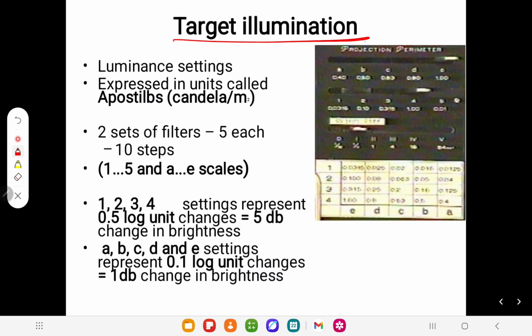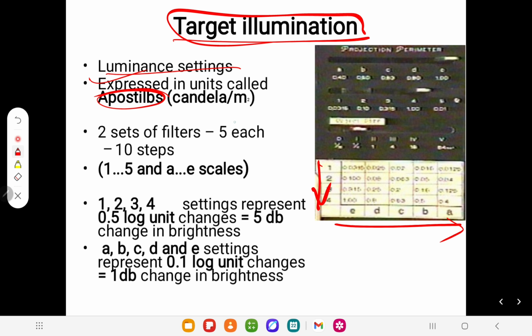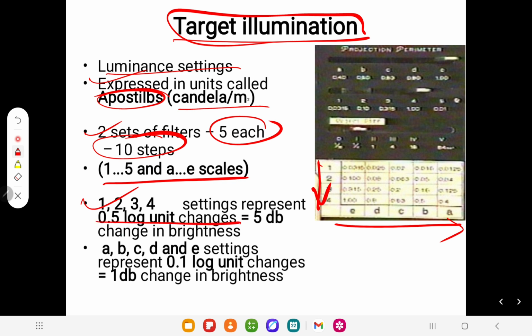Now target illumination, just remember these things. You have 1, 2, 3, 4, and A, B, C, D, E. What does that mean? The luminance settings are exposed in units called apostilbs, as I have already discussed, or candela per meter square. Two sets of filters are there: one is 1, 2, 3, 4, another is A, B, C, D, E. Actually, in those steps, 1, 2, 3, 4 settings represent a 0.5 log unit change, which means a 5 decibel change in brightness.